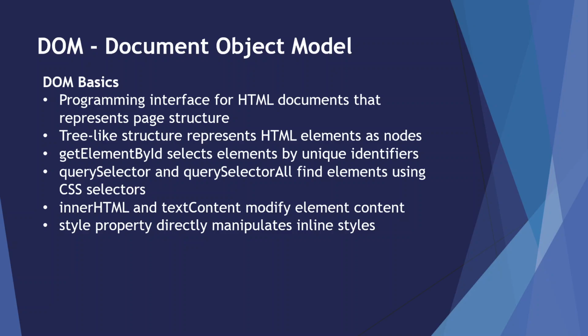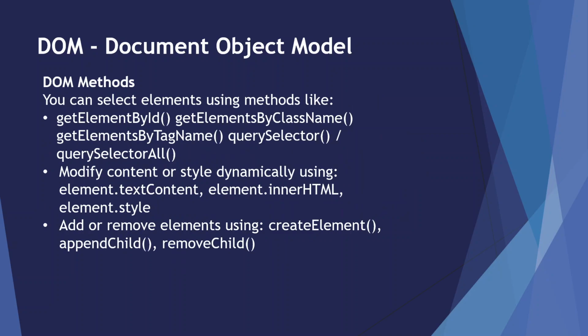Next, we will look into document object model or DOM. It is a programming interface for HTML documents that represents a page structure. It's a tree-like structure with nodes basically. Get element by ID selects the elements by unique identifiers, the ID basically. There are query selector and query selector all, which find elements using CSS selectors. Inner HTML and text content modify the element content. Style property directly manipulates inline styles.